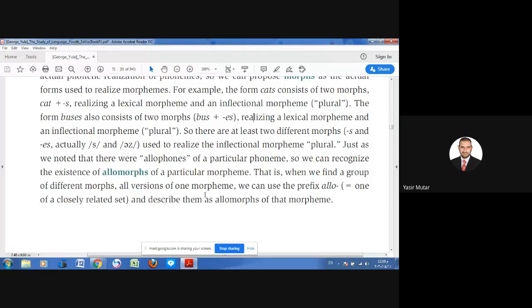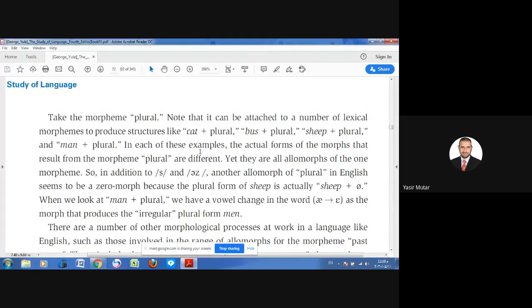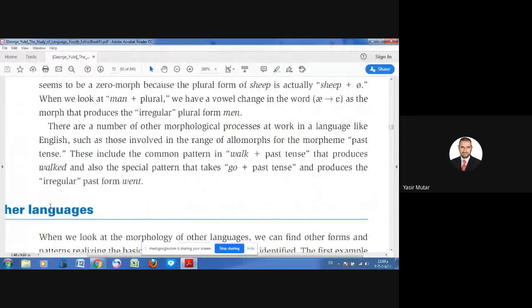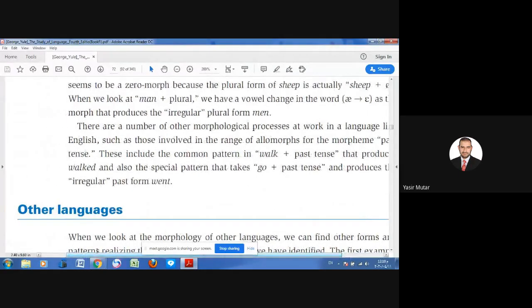Okay, what's left in this section is other languages. It's irrelevant, so you can just write down irrelevant. It's not related to our study. It is for other languages.